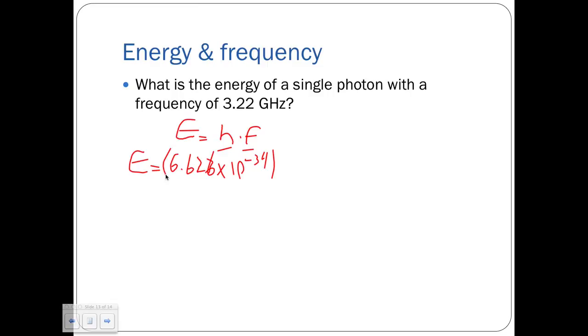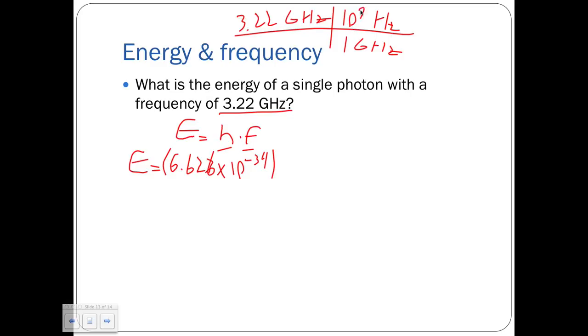Next one we want here is the frequency. So the frequency is 3.22 gigahertz, but we need it to be in hertz for this to work out right, because we want our energy to come out in joules. So we're going to have to convert. So we say 3.22 gigahertz. Set this up, cancel out gigahertz, go to hertz, which is what we want. And so 1 gigahertz is 10 to the 9th hertz. So it cancels out gigahertz. 3.22 times 10 to the 9th divided by 1 is just 3.22 times 10 to the 9th. So 3.22 times 10 to the 9th hertz, which is our right unit here.